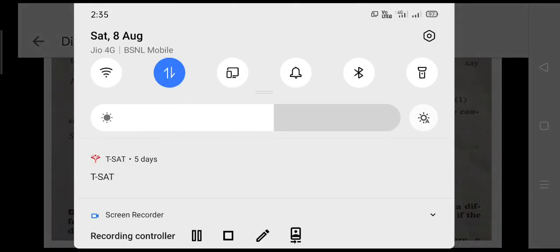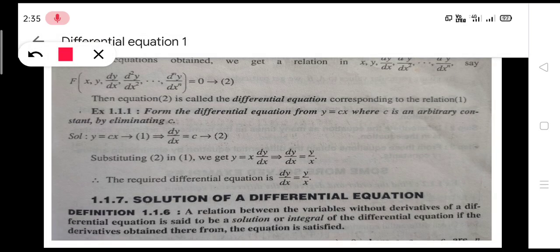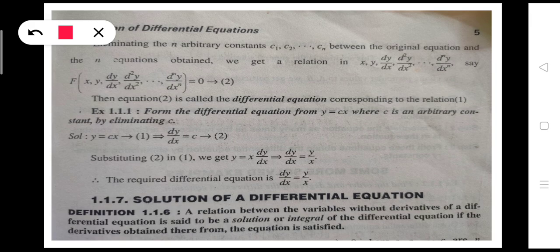Here, what is given? y is equal to cx is given. So we can differentiate this equation 1 with respect to x. Differentiating equation 1 with respect to x, we get dy by dx is equal to c only. This is equation 2.